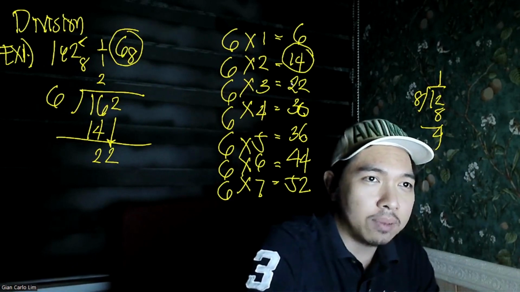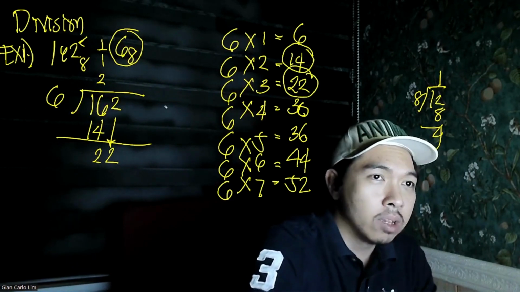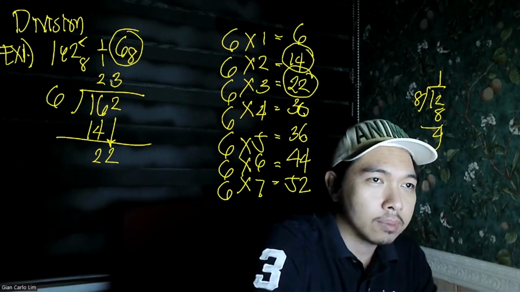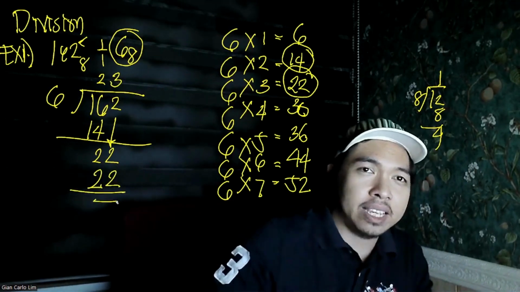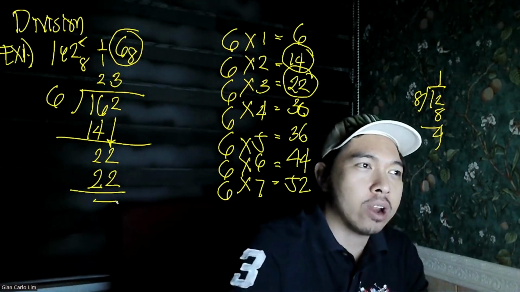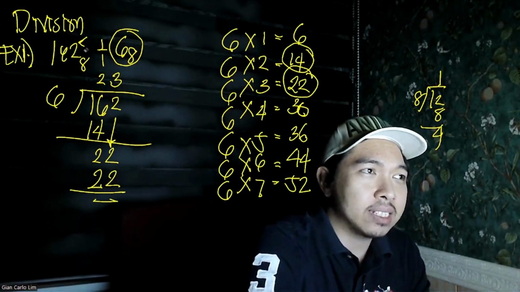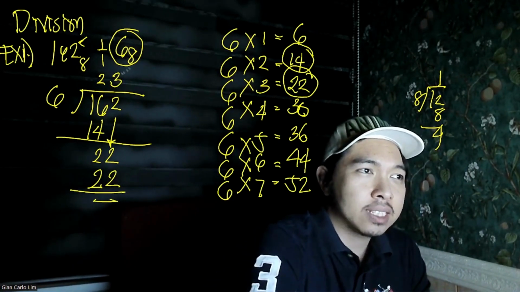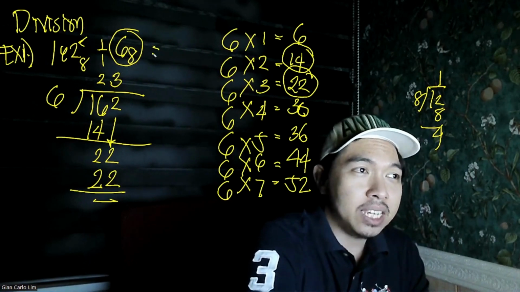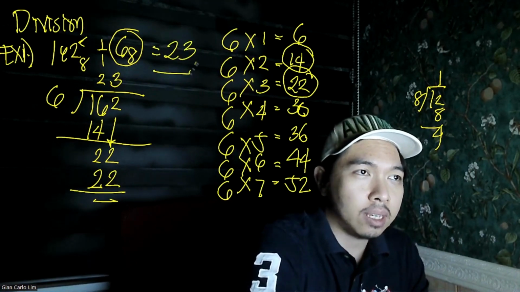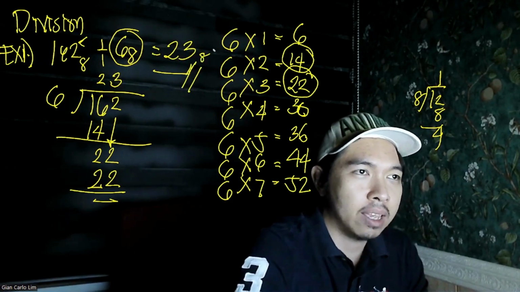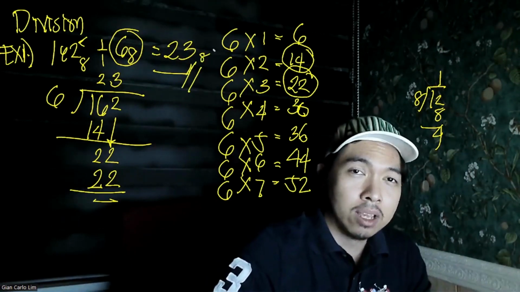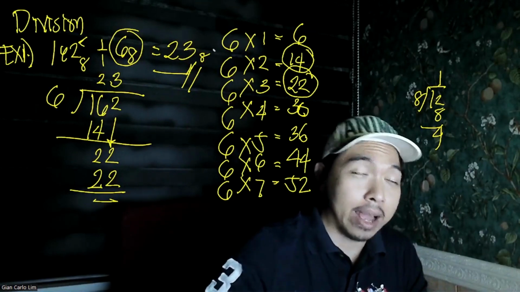22, where is it in the table? This one, it fits here. So therefore, that is 3. So we have here now 22. As you can see, it is exact and no remainder. So therefore, the quotient of 162 and 6 in base 8 is equal to 23. And that is now the answer. So that's how simple it is. I hope you got how it is done.